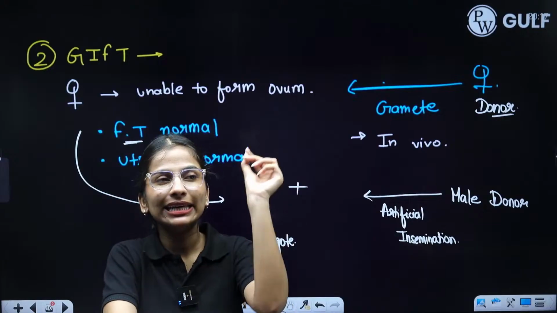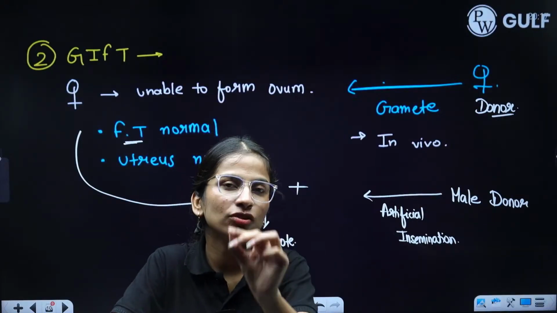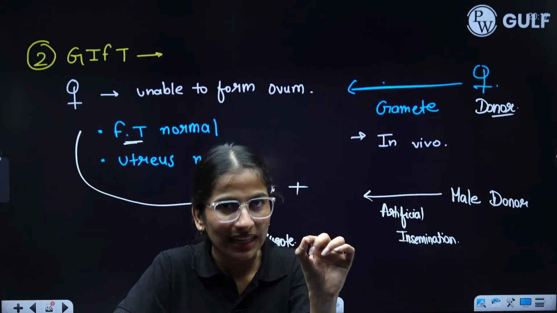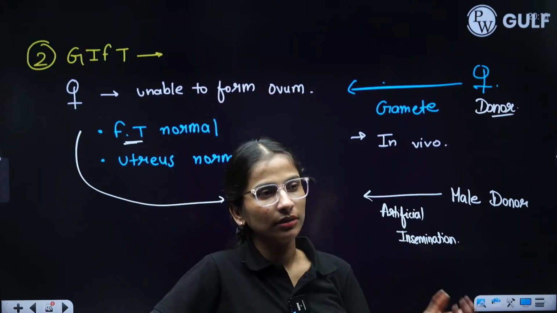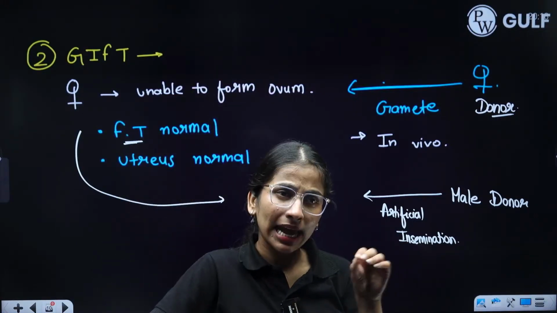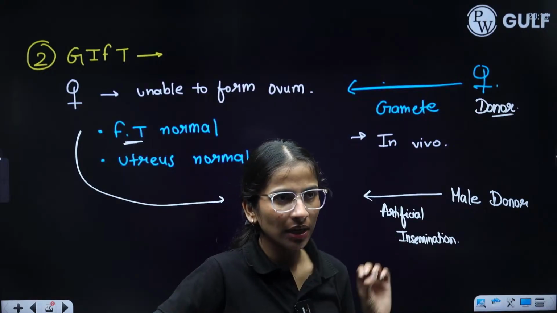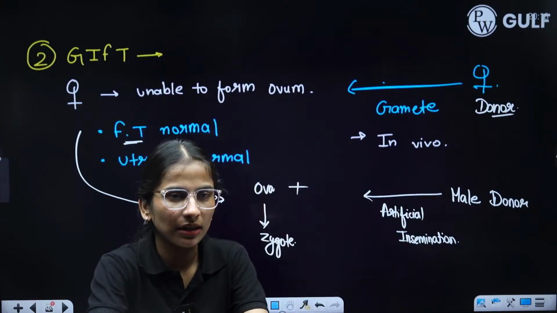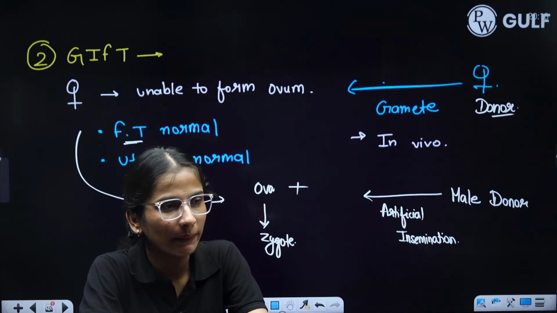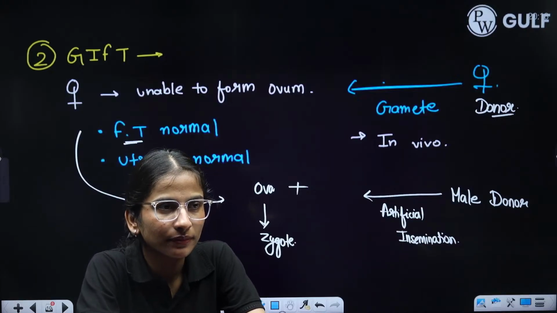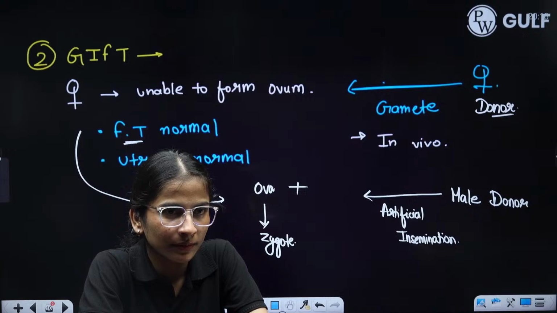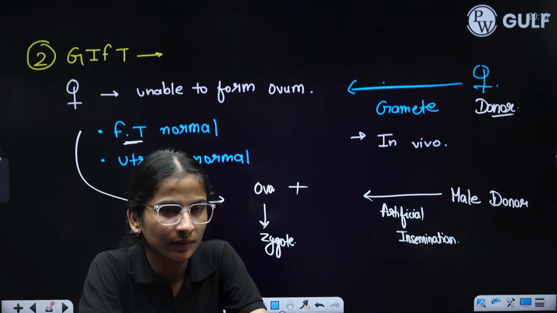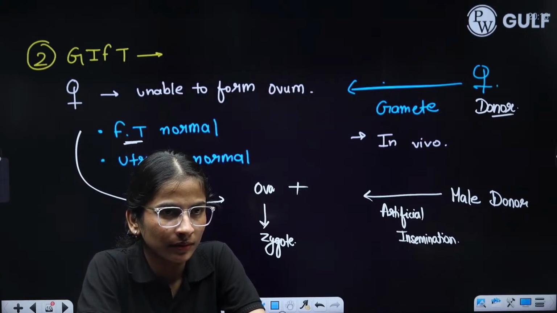So GIFT is basically gamete intra-fallopian transfer. We are transferring a gamete into the fallopian tube of the female, and the gamete is of a donor. Hence, biologically, the baby is of the donor, but obviously, otherwise, the mother is the person who will be carrying the baby. Okay? Clear? GIFT is clear?